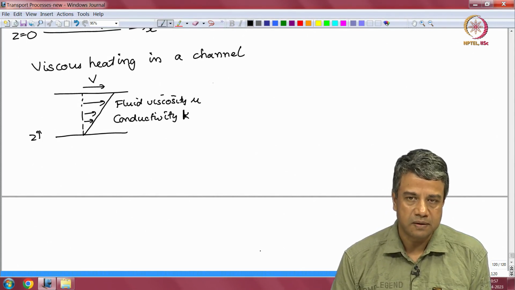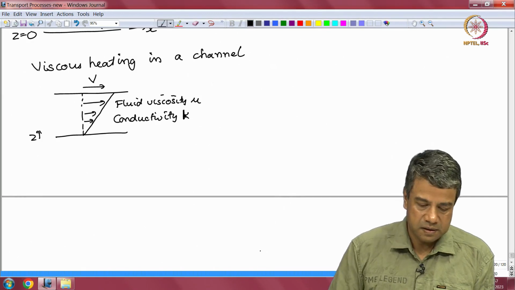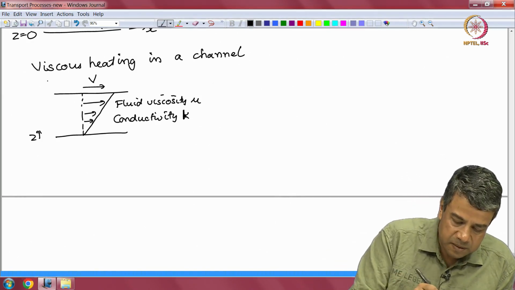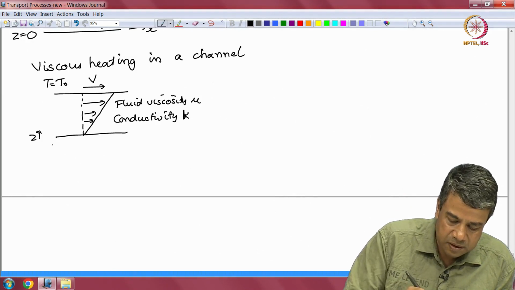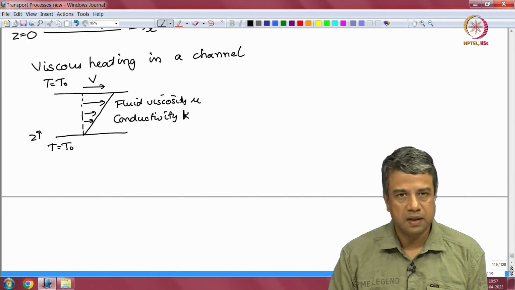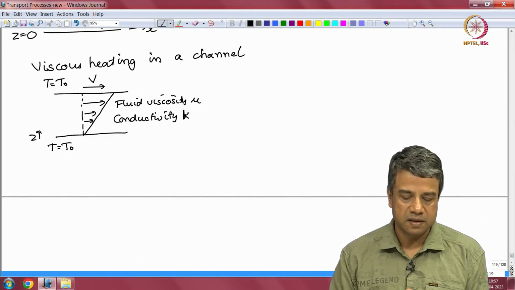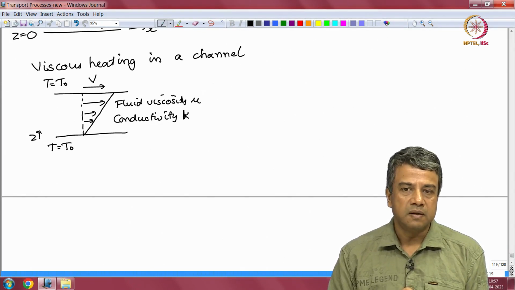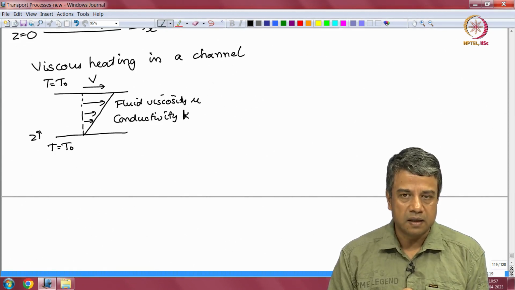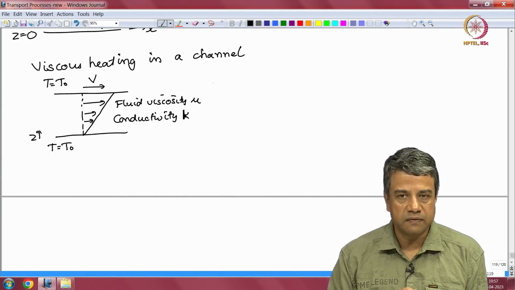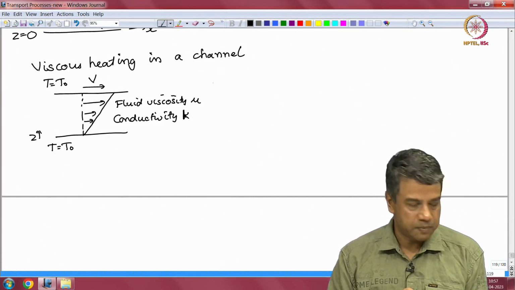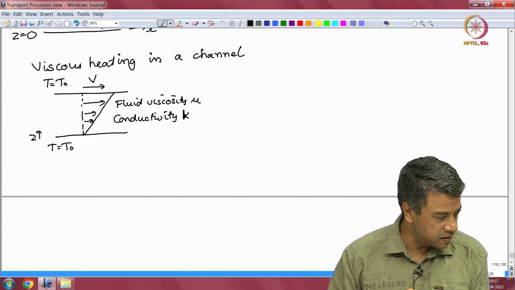In that case, how do we calculate the temperature in a channel? In this case, I will assume that the temperature of the two walls is the same, T equals T naught. Because there is flow, there is viscous heating, and therefore the temperature increases. This is a common feature of all lubrication flows. Whenever you have, for example, a viscous fluid lubricating the gap between two solid surfaces, if those surfaces move at a relative velocity, there is shearing within the fluid, and that tends to increase the temperature within the gap between the two surfaces.